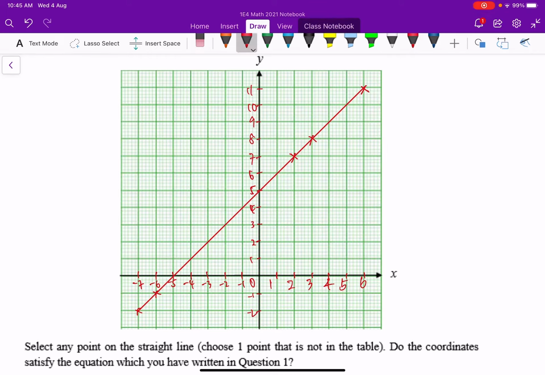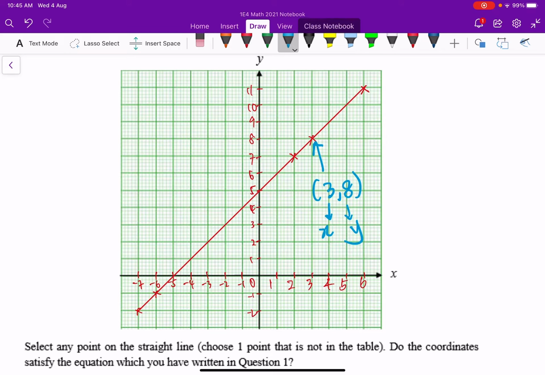So I want you guys to do it, fill it up, complete the graph, draw a straight line and plot the points. The points must be plotted at the correct place. Like for example, this one, you need to check. This is actually (3, 8), which means that this is my x value, this is my y value.